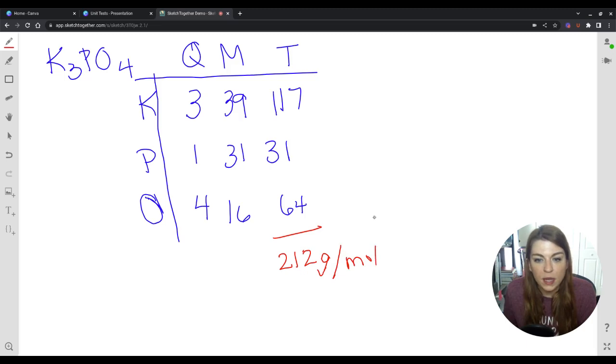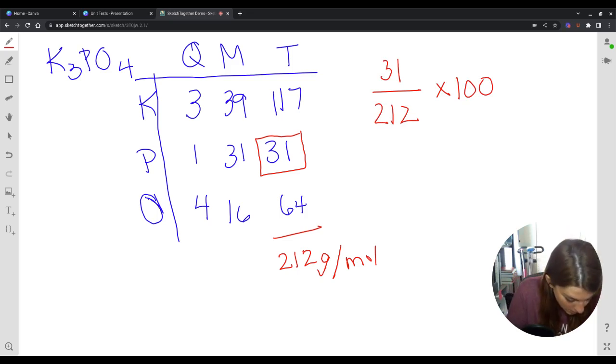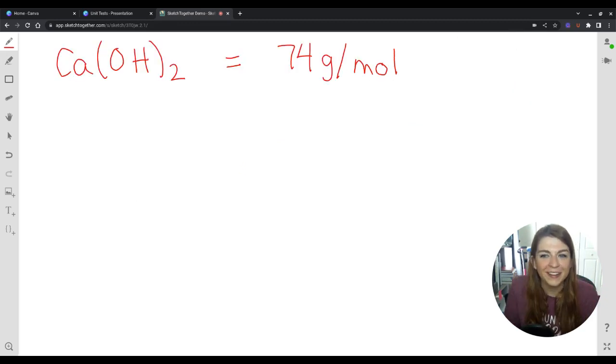This is the total, so this is what we're going to want to use on the bottom of our percent by mass. And what we're going to want to put on the top is the amount of all of the phosphoruses, which in this case turns out to just be 1 phosphorus. We would do 31 divided by the total, 212, and then we're going to multiply that by 100. 31 out of 212 times 100 gives us 14.6% phosphorus.